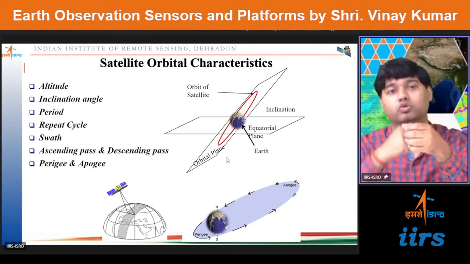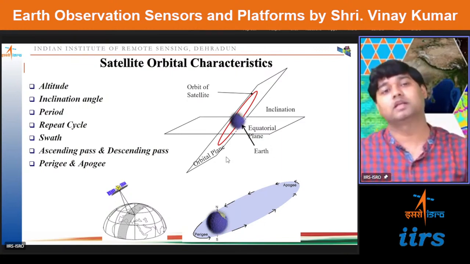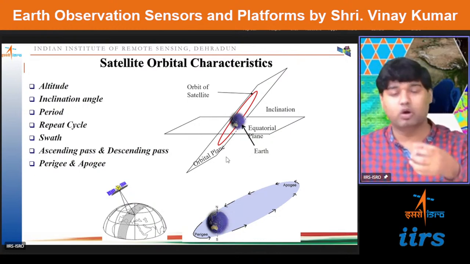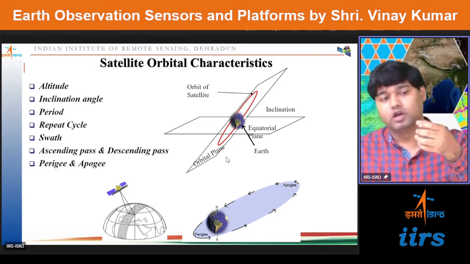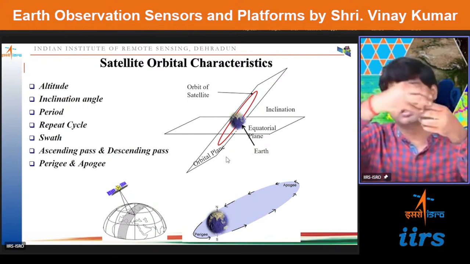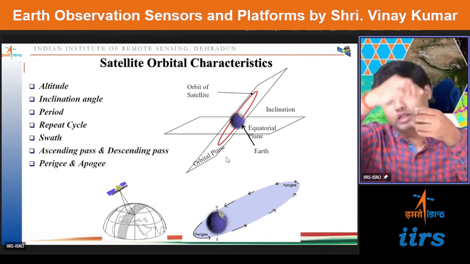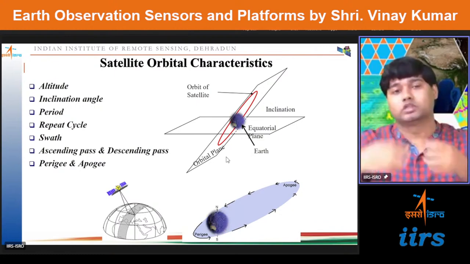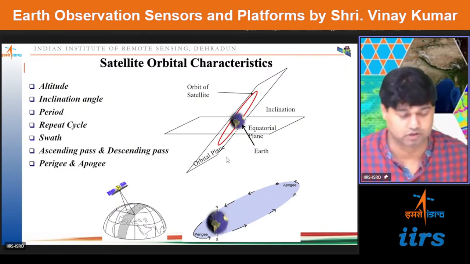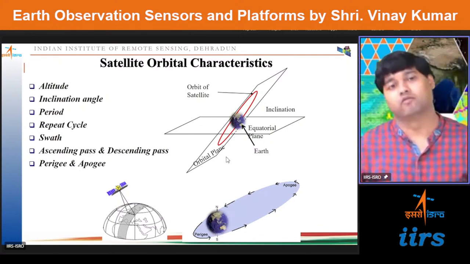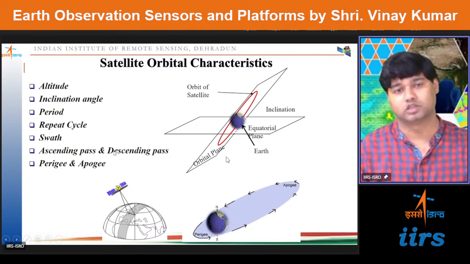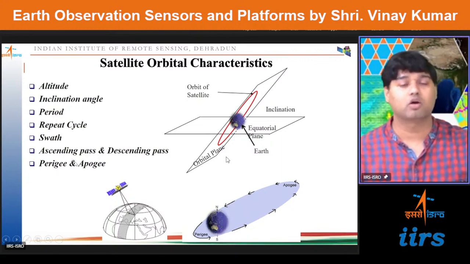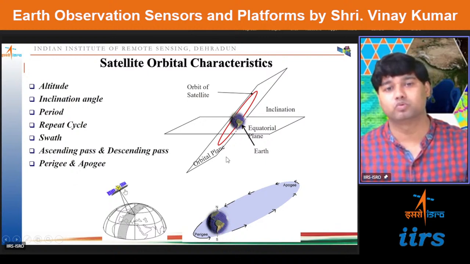And from South Pole to North Pole when the satellite is moving, that is called the ascending path. Normally, this is important because if the sensor is passive, the sun is looking at the Earth surface. So while doing the descending path, while moving from North Pole to South Pole, the data acquisition takes place for your passive sensor. But your active sensor can work in both cases, ascending and descending, because it has its own source of illumination.